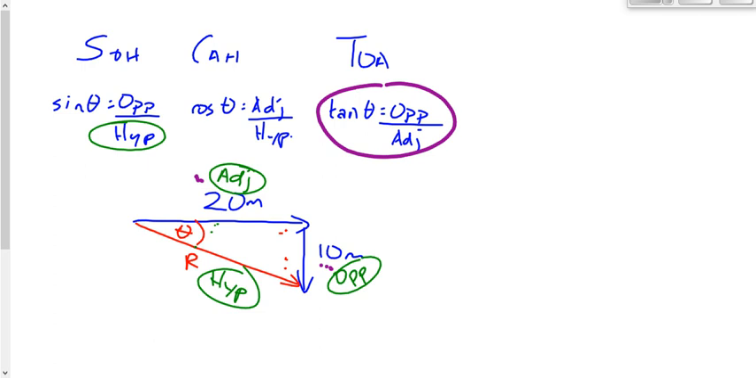Okay, not because of any other reason other than the fact that I have the opposite side and I have the adjacent side. If I had opposite and hypotenuse, I would use sine. If I had adjacent and hypotenuse, I would use cosine. Okay, use whichever trig function goes with the sides that you have. Okay, so tan theta is equal to opposite over adjacent for this one.